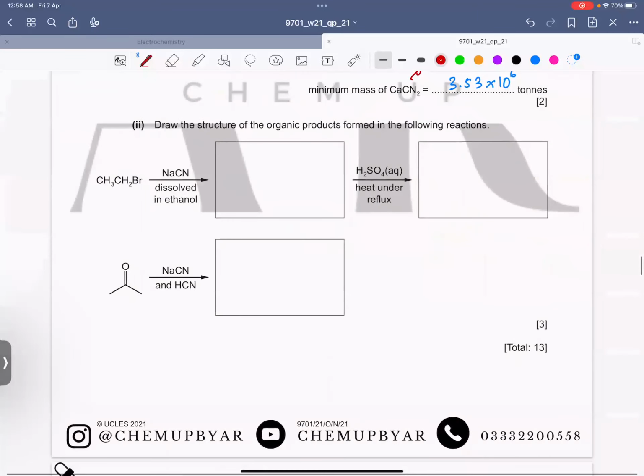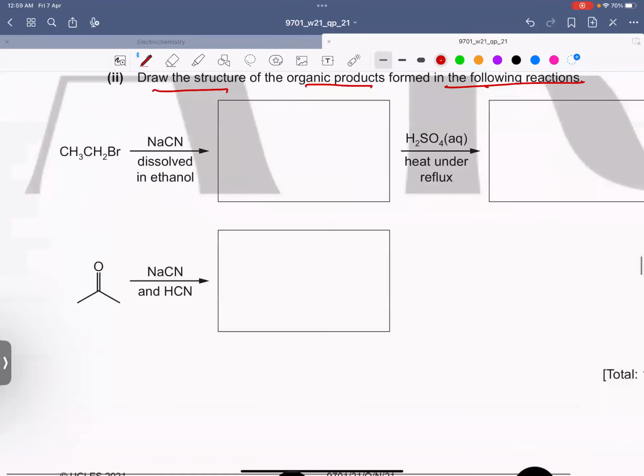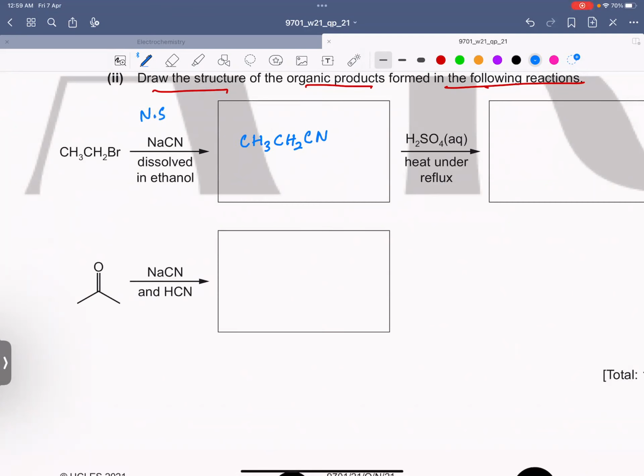Okay, now what they are saying: draw the structures of the organic products formed in the following reaction. So when we use cyanide, the halogen is actually removed by the cyanide, forming a nitrile. So this one is a nucleophilic substitution reaction. If you see, we are heating it with sulfuric acid, which means it is hydrolysis.